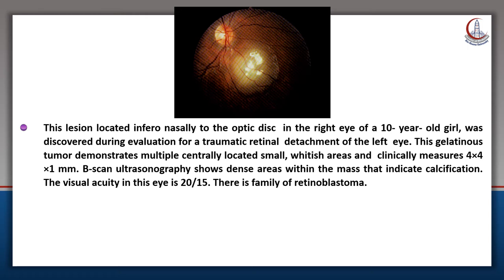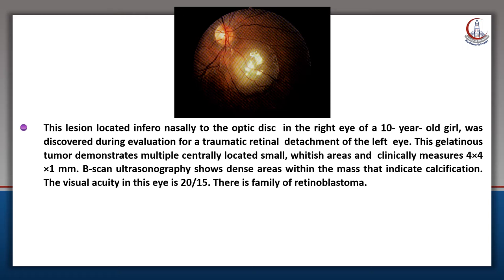The leukocoria was in the left eye with traumatic retinal detachment. This gelatinous lesion in her right eye showed multiple small white areas, which may be calcium, measuring 4 millimeters in diameter, 1 millimeter in height. B-scan shows dense areas within the mass that indicate calcification.